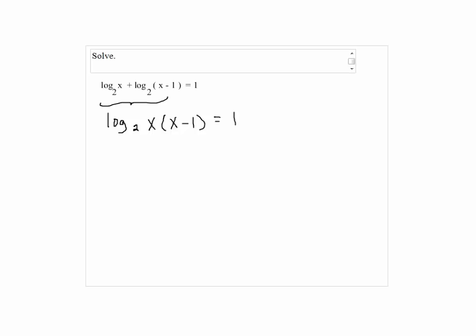Negative 2 cannot be the answer. So the answer will be just 2. Make sure that inside the parentheses, x plus 4, x, and x plus 1 are all positive numbers after you substitute your answer.